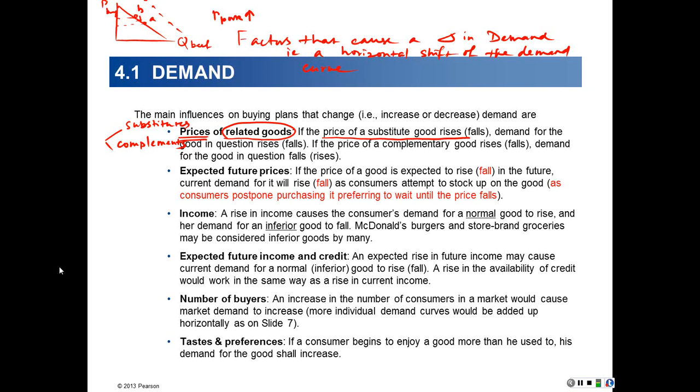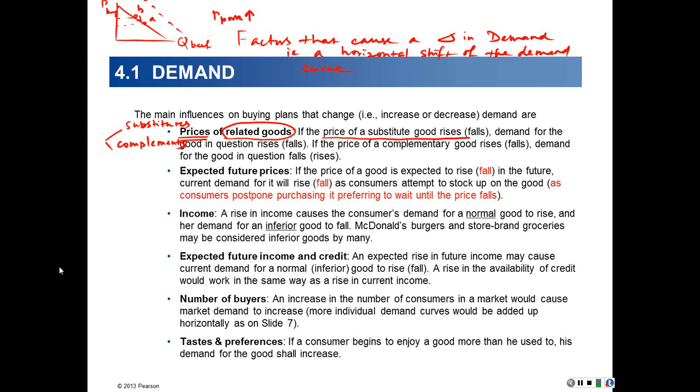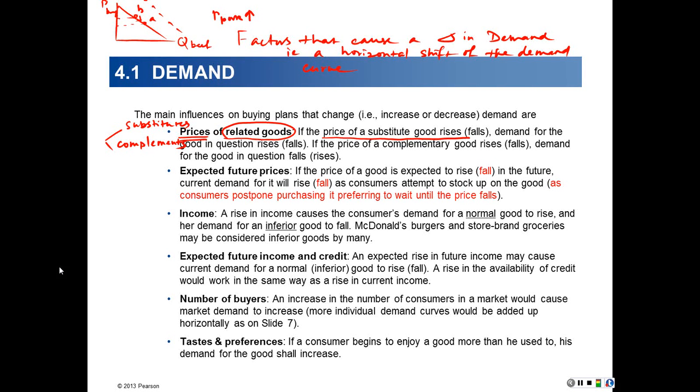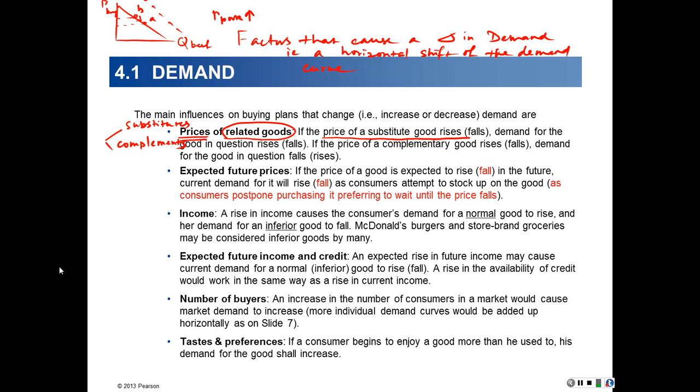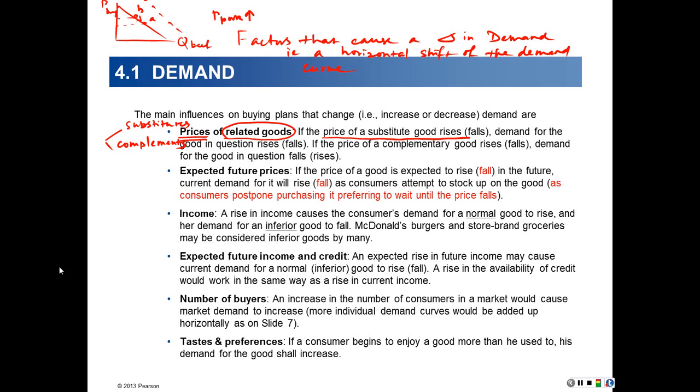On the other hand, if people expect beef prices to be lower next week, then they may postpone buying beef. So their demand this week would fall. There would be a leftward shift in this week's demand curve. Right? Next, income. What if your income rises? What happens to demand for the good in question if your income rises? Would your demand go up?